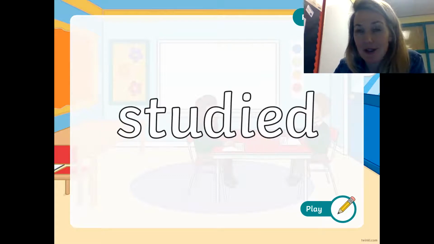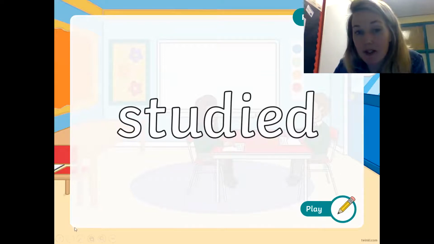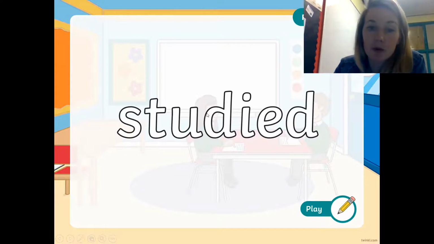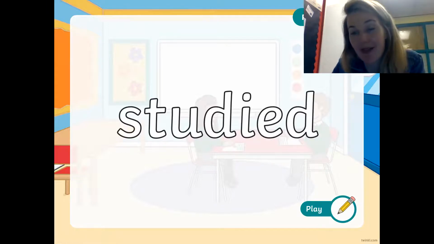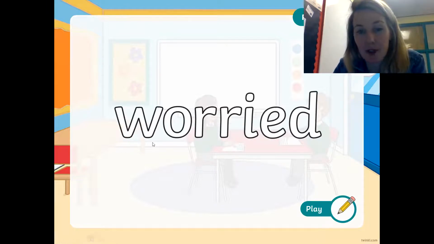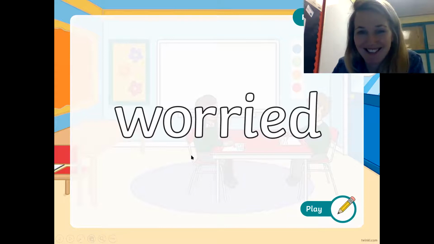Studied, I'd love for you to have another go at telling me why. Why does the word studied have this I in? It's because when it's just written as study, the letter before the Y, this D, is a consonant, so you have to change the Y to an I and then add ED for studied. Worried, please practice writing that down and pause me.